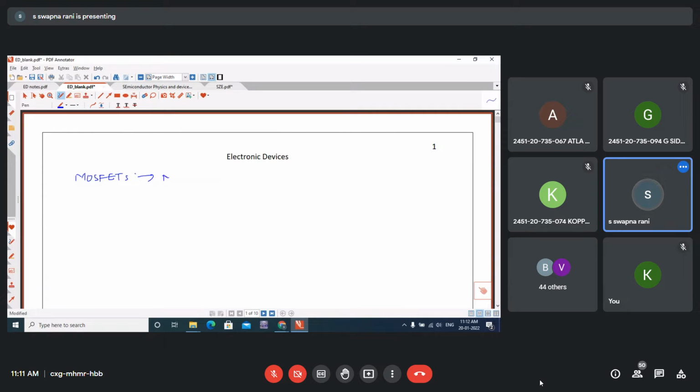Metal oxide semiconductor. So if you can remember this name, metal oxide semiconductor, you can easily draw the construction of the MOSFET.